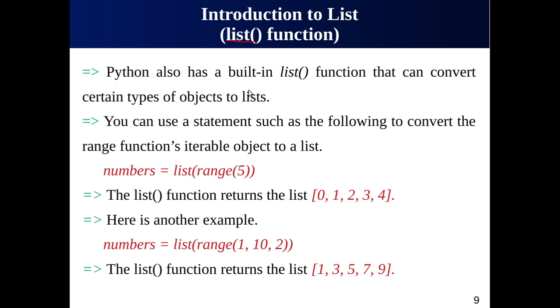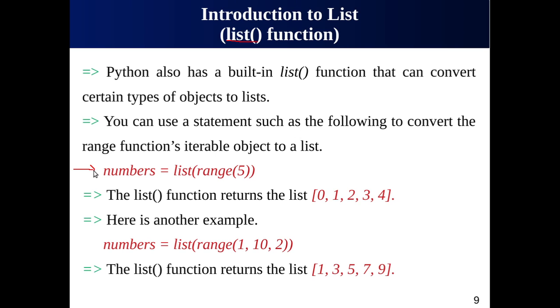Now we have a function which is called list itself. Python also has a built-in function called the list function that can convert certain types of objects to a list. That is the basic responsibility of this list function, that it will convert certain types of objects to the list, or it will allow certain objects to become elements of the list or data items of the list. For example, the range function returns an iterable, which is an object that holds a series of values that can be iterated over. And one of the examples is shown here.